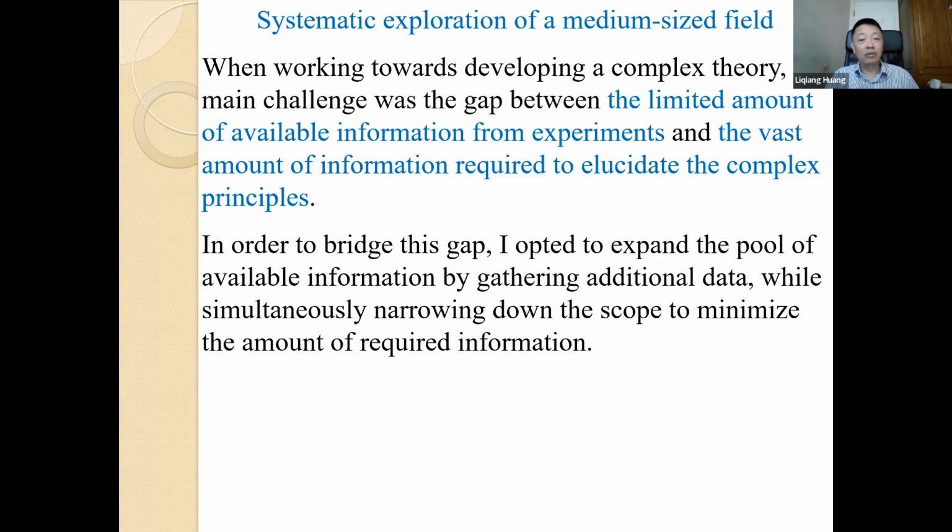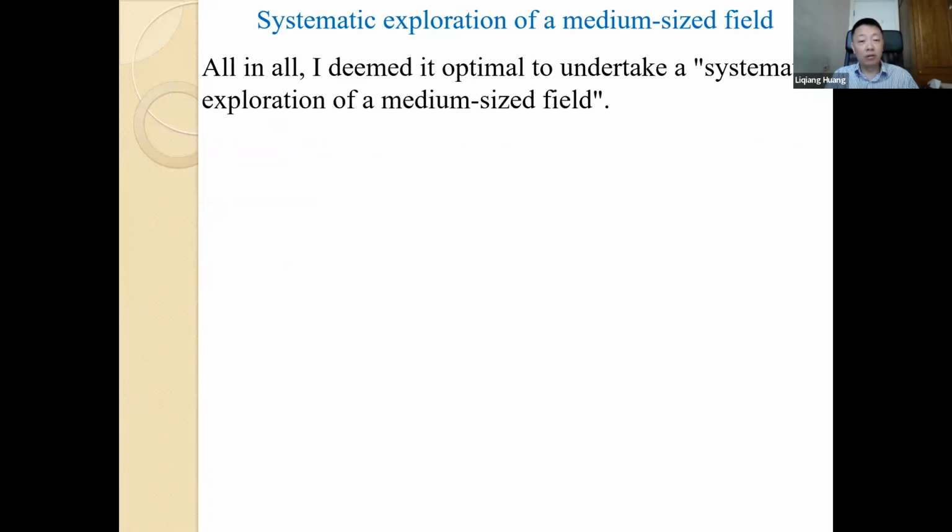On the one hand, you try to make more money. On the other hand, you try to cut some of the spending, and it's the same story here. Because we need a lot of data and we only have very little, first we try to collect more data. And on the other hand, we try to narrow down the scope a little bit so that we don't require that much data.